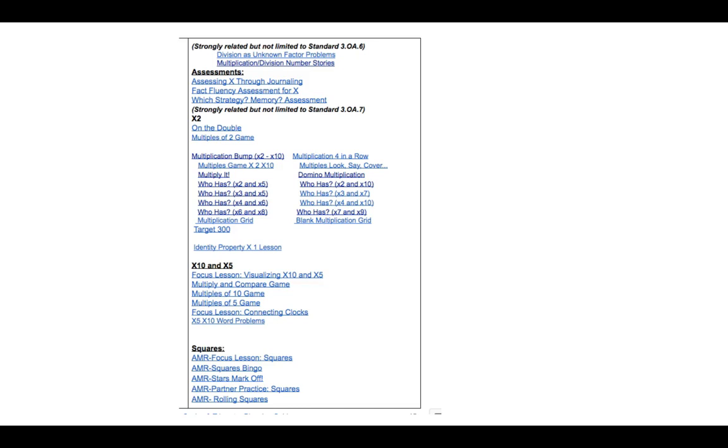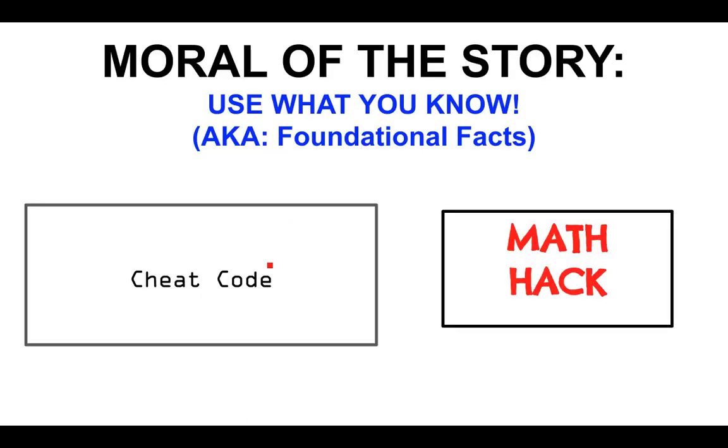Is there a place where these are broken down into these foundational facts? Yes. Look on your proficiency scale for 3rd grade, and you are going to see what you see right here. Okay? There are some strong lessons, games, activities that will help kids move from strategies to fluency and from memory. Okay? So the moral of the story is going to be, we're going to use what we know. So once we have these foundational facts, we can use that foundation to get to those derived facts.